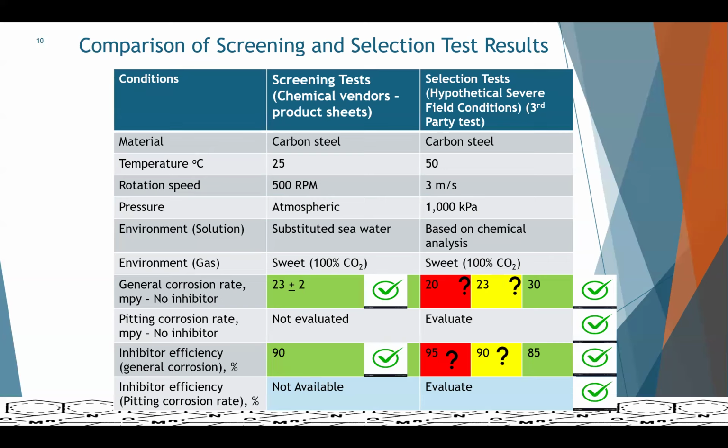But we can also qualify the inhibitor if you do the selection test based on its efficiency on localized pitting corrosion. So the bottom line is that the precision statement will help us establish a level playing ground as a good starting point to evaluate corrosion inhibitors, and those results can also be used to tie in both the screening test as well as the selection test.